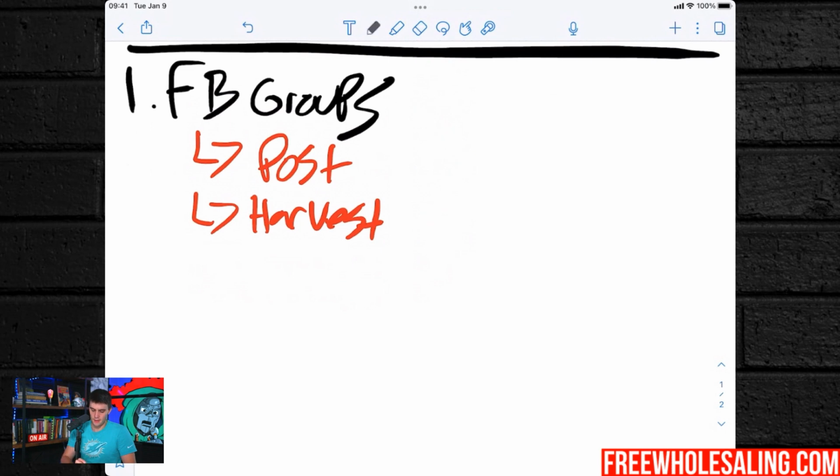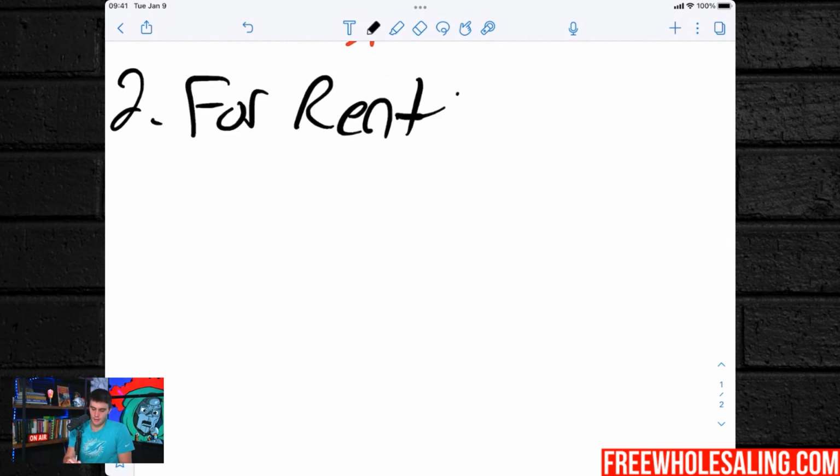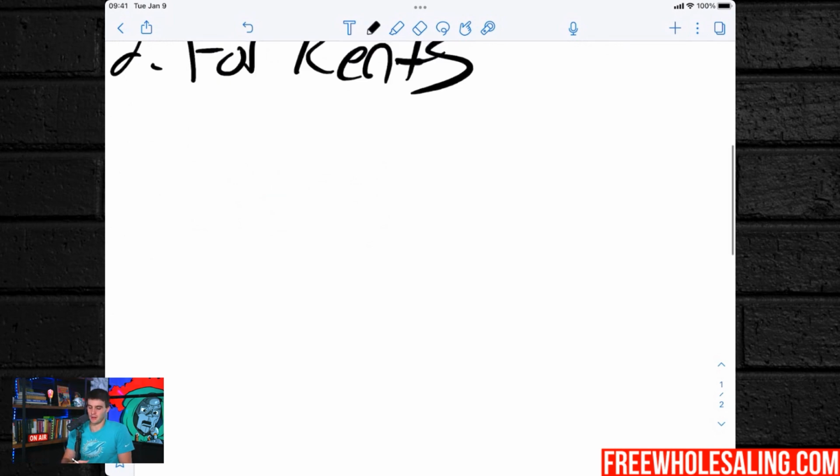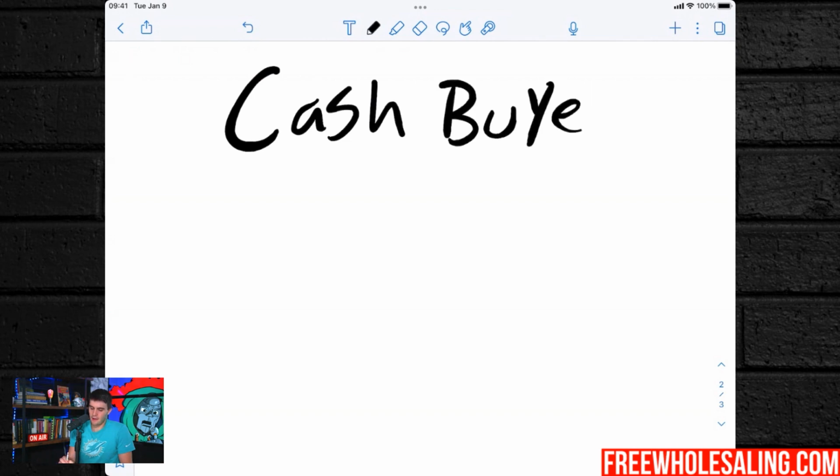All right. Now, number 2 right here is pretty much going to be the 4 rents. Okay. And why am I so hard in the paint when it comes to 4 rents? And I'm going to go on another rant here, just really quick. So a cash buyer, okay, they have 2 reasons to buy.